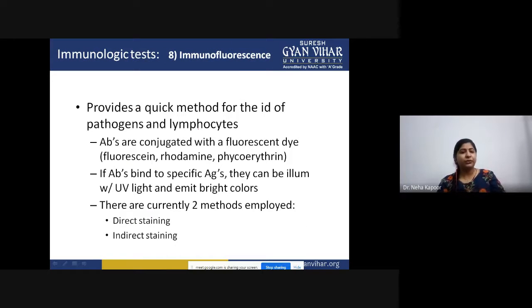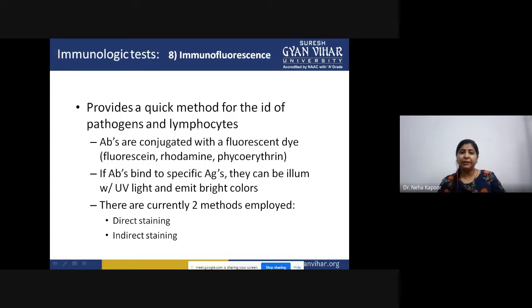Next is immunofluorescence. This is also a very quick method for the identification of pathogens and lymphocytes, in which, as the name suggests, the antibodies are conjugated with a fluorescent dye. We can use fluorescein, rhodamine, phycoerythrin, and if the antibodies are bound to specific antigen, they will illuminate under the influence of UV light. They will emit bright colors. They absorb light of shorter wavelength and emit light of longer wavelength.